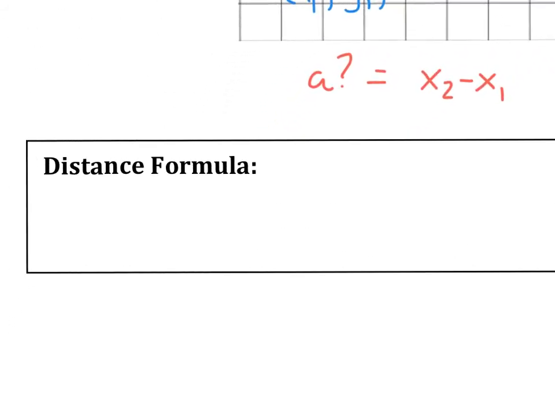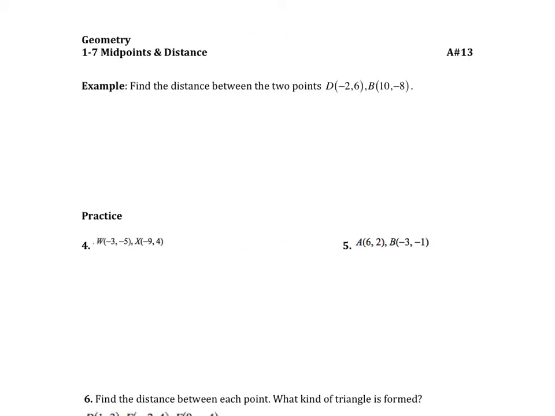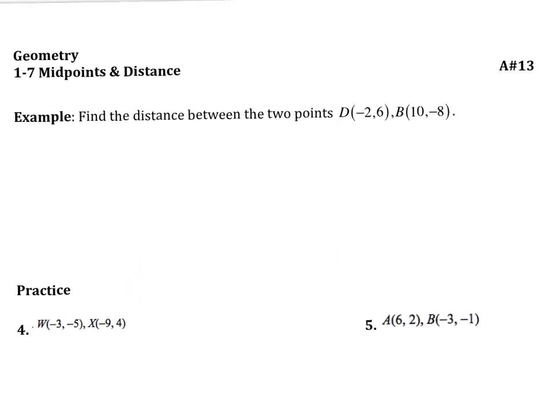The distance formula looks like this. D is equal to the square root of the difference of your x's squared plus the difference of your y's squared. Essentially, it's the Pythagorean theorem with a few things substituted in. So now we've derived the distance formula, so let's use the distance formula here.